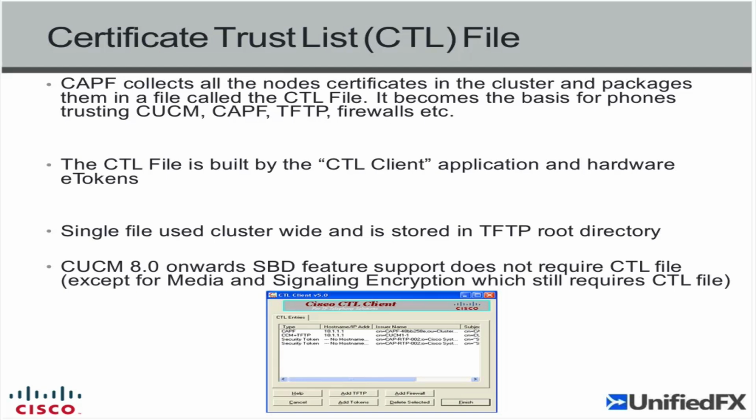Again, CAPF is the root for locally significant certificates, and the CTL client creates the certificate trust list file, which is downloaded on the endpoint. It is stored in the TFTP root directory. So for troubleshooting, if you want to access it, you can even do it from the CLI. And then what is out there already is now ITL, with the introduction of Call Manager 8.x.